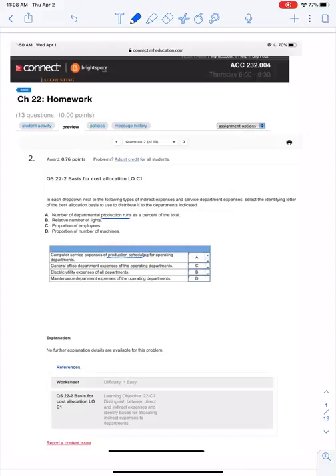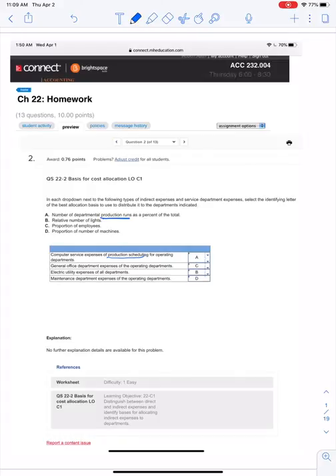For the next one, it asks us for general office department expenses of the operating departments. What makes the most sense? Does it make sense to base that on the relative number of lights, the number of employees, or the number of machines? Out of those three options, it's pretty clearly letter C, because it wouldn't make sense to base the general office department expenses on the number of machines when those are primarily done by people.